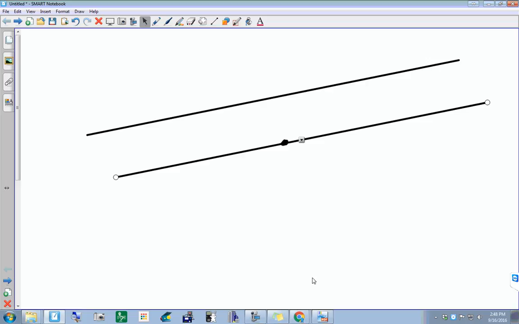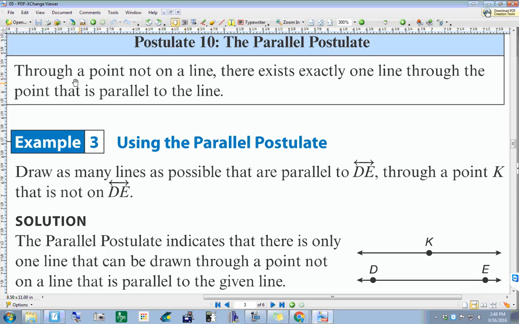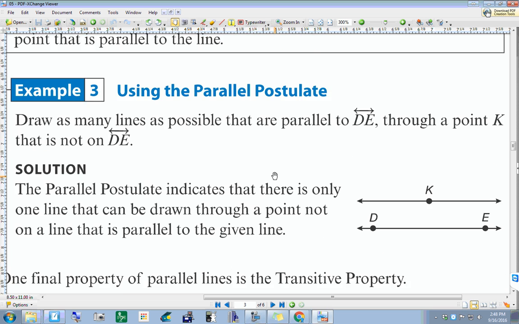So that is what is being said here, through a point not on a line. There is exactly one line through the point that is parallel to it. So when I look at this one down here, I've got line DE. Point K, there is only one line that goes through it that can be parallel to DE. Okay.